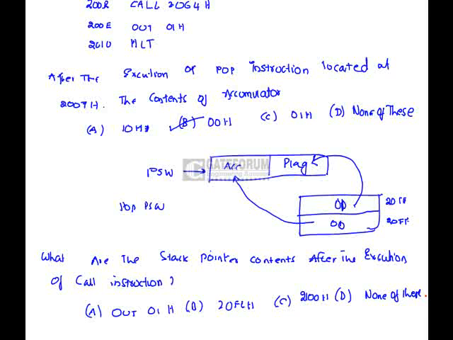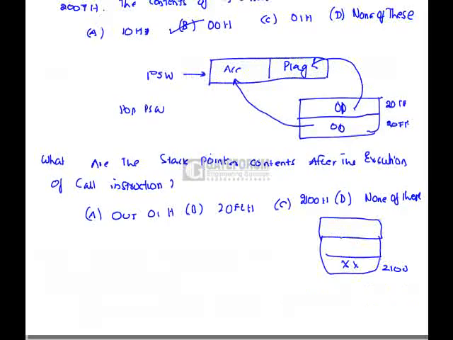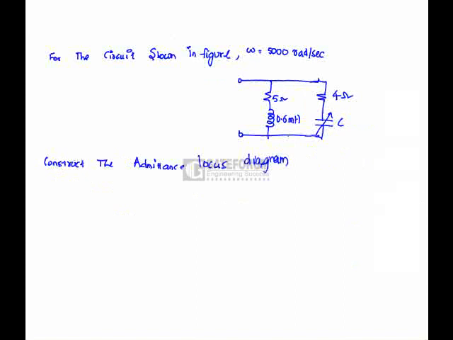While performing the call 2064 instruction, it stores the next location address, that is 200E, into the top two locations of the stack. That means the stack pointer address is decremented by 2. So now the location address is 20FE, that is option B is correct. It is shown in the figure.